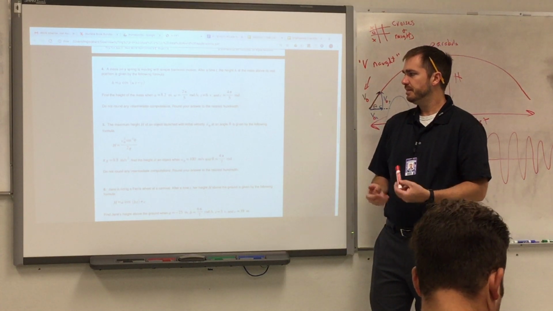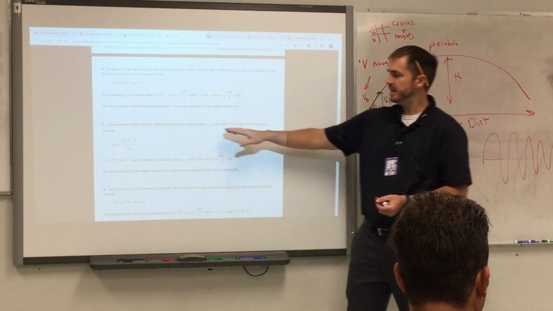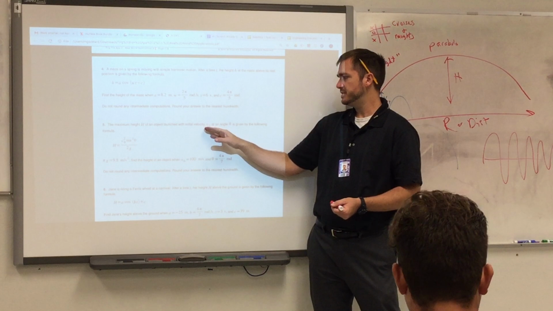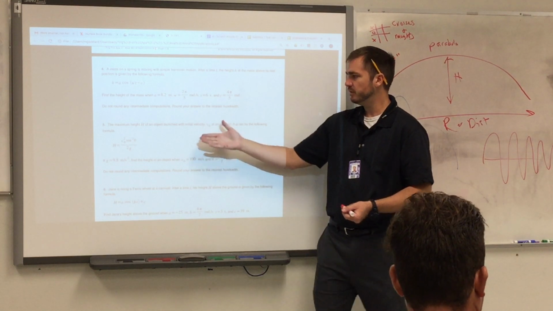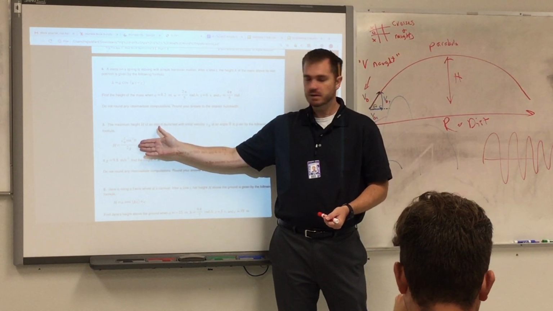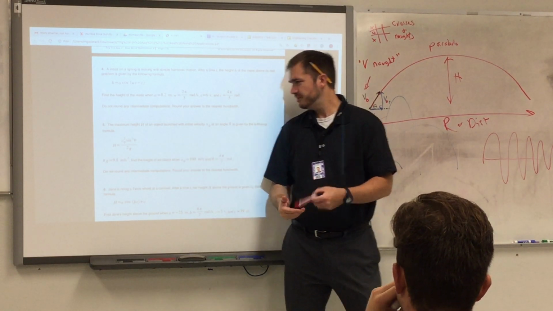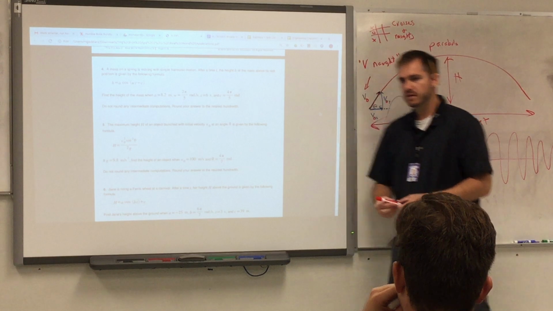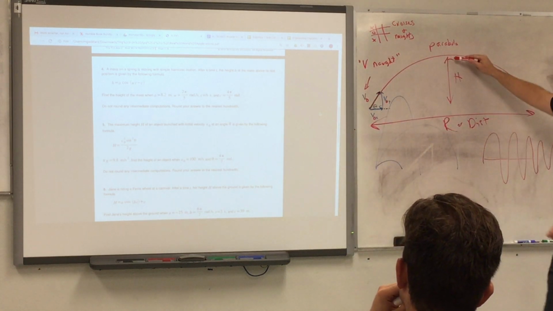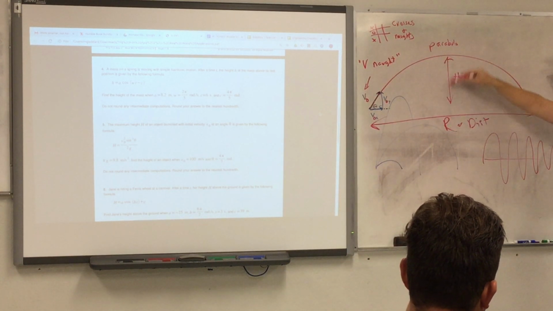Let's look at number five. This says the maximum height of an object launched with initial velocity V naught and angle theta is given by the following formula. Okay, so this is a different formula. But what is this formula telling us? They want us to find the maximum height. This formula is giving us how high it is.